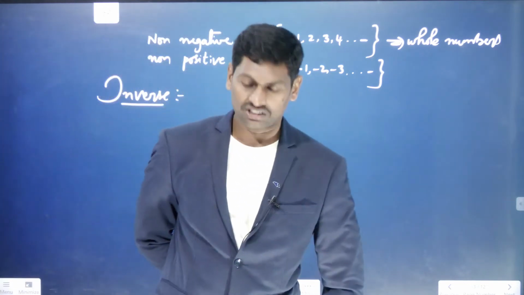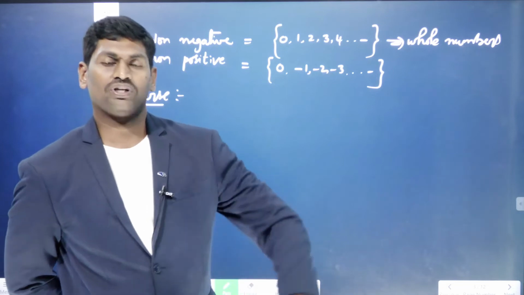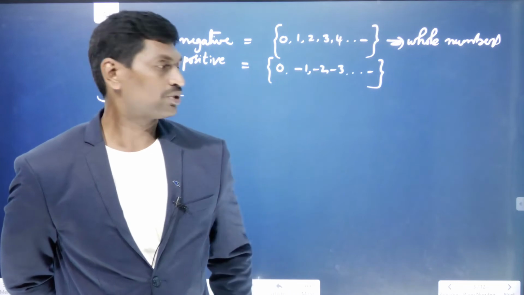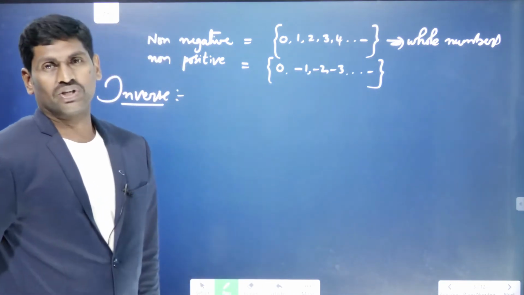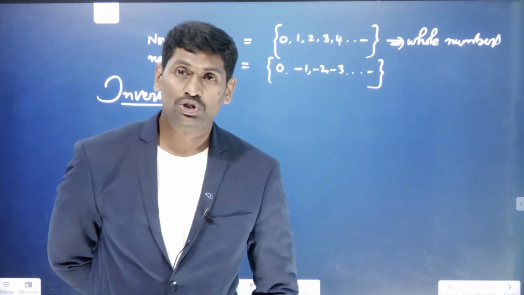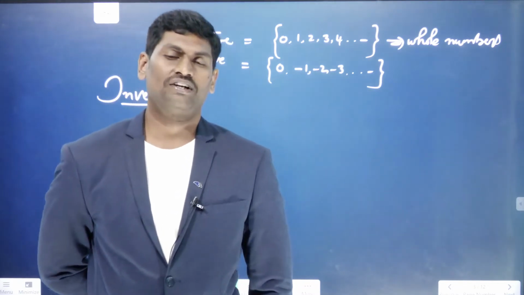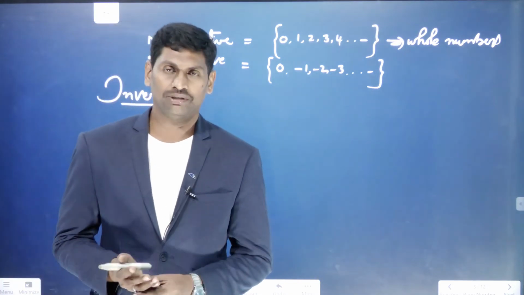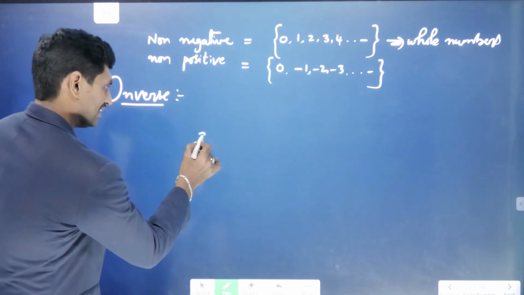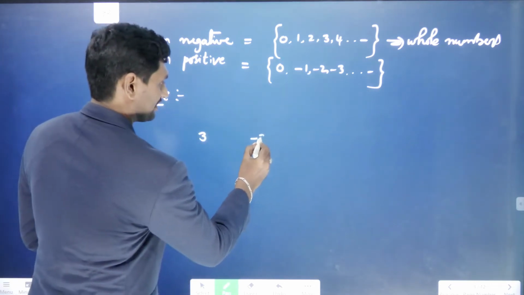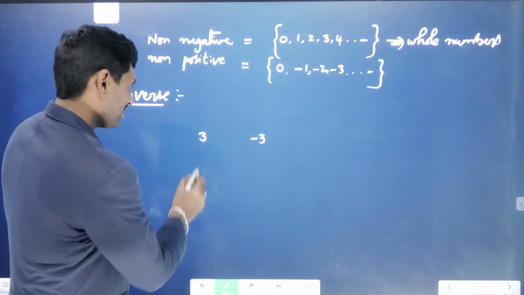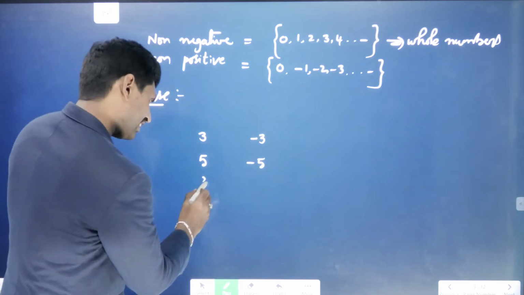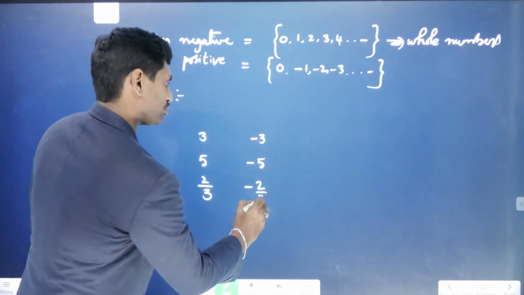So additive inverse, multiplicative inverse, but in your book it is given only up to additive inverse. So let us think about an additive inverse. Here you should understand that for every positive number there exists a negative number. For example, 3, its negative number is minus 3. For 5, minus 5. For 2 by 3, its negative number is minus 2 by 3.